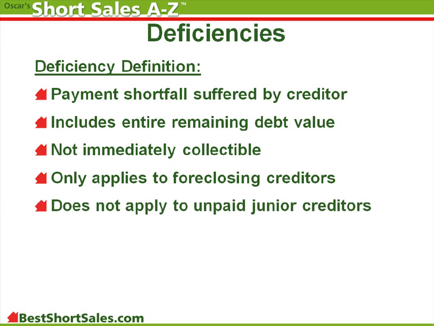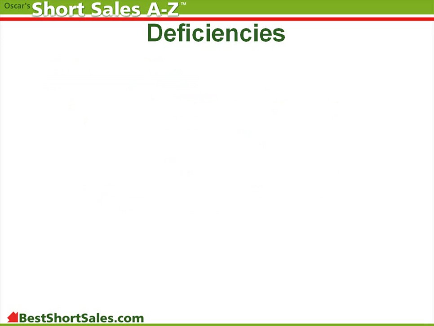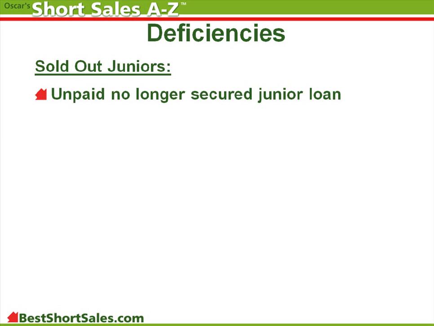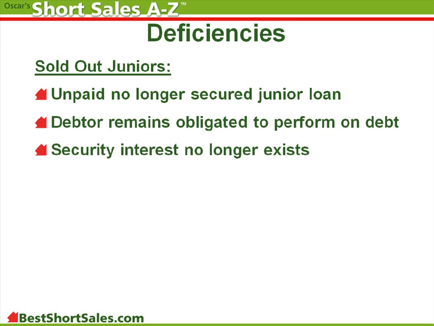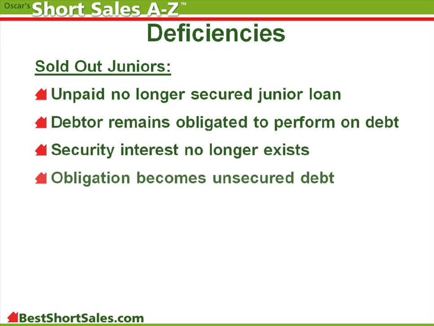The concept of deficiency does not apply to unpaid or partially paid secured junior creditors. This brings us to the subject of sold-out juniors. Sold-out juniors. A sold-out junior is any unpaid or partially paid junior loan no longer secured by the property because of foreclosure. Unless it is purchase money, the debtor remains obligated to perform on the debt. The security interest on the property no longer exists. The obligation becomes unsecured debt. The promissory note is still legally binding.